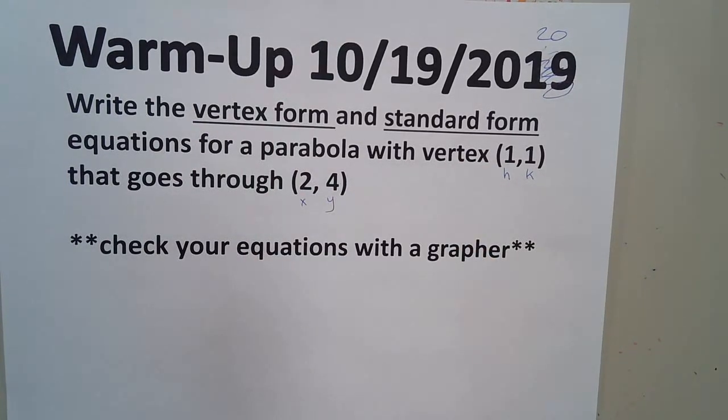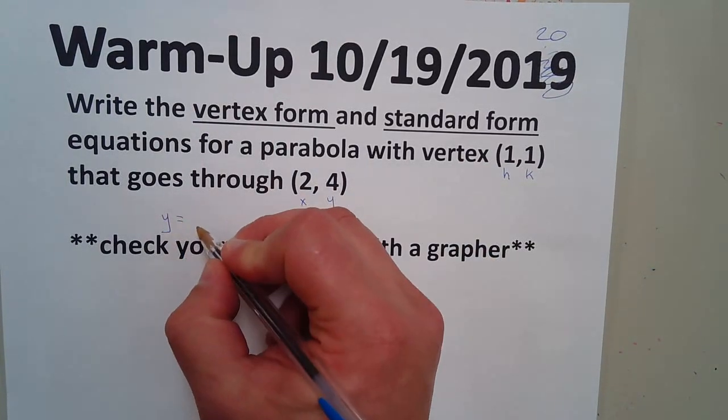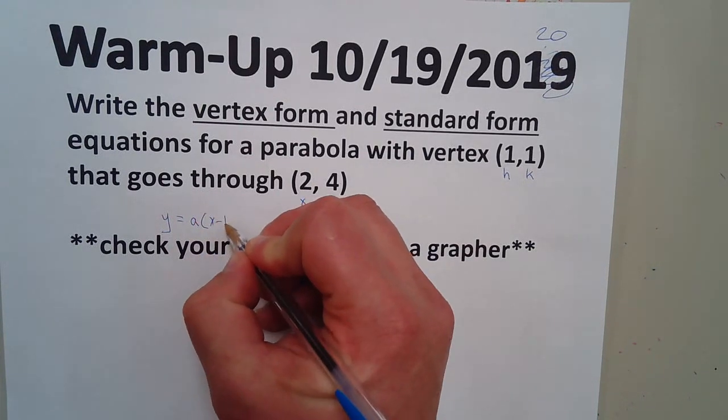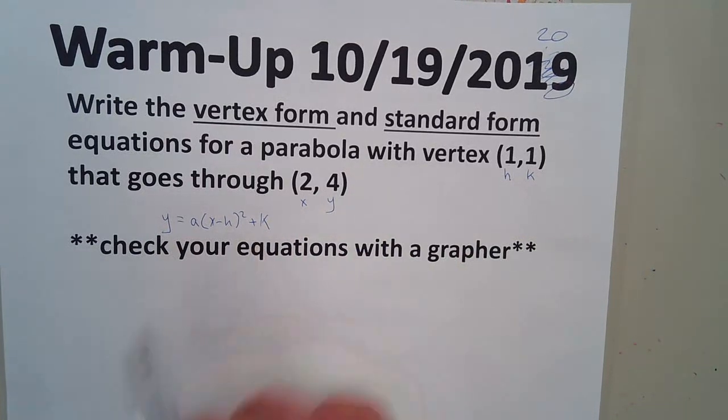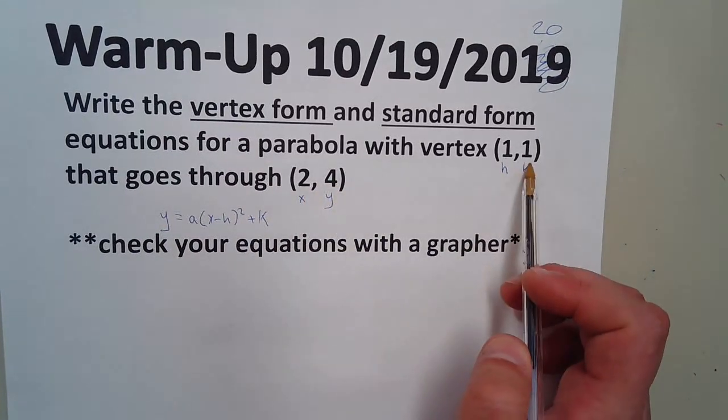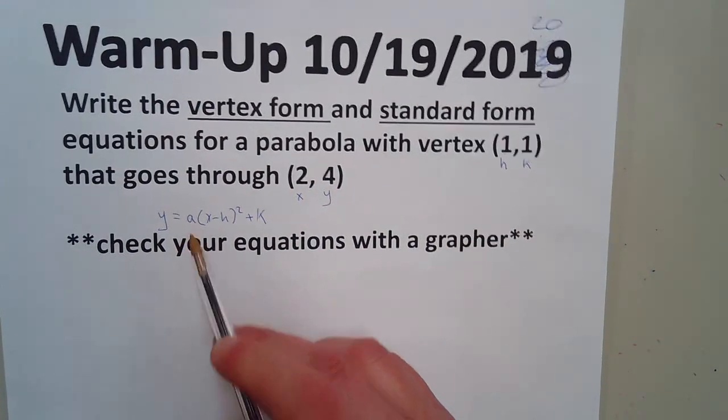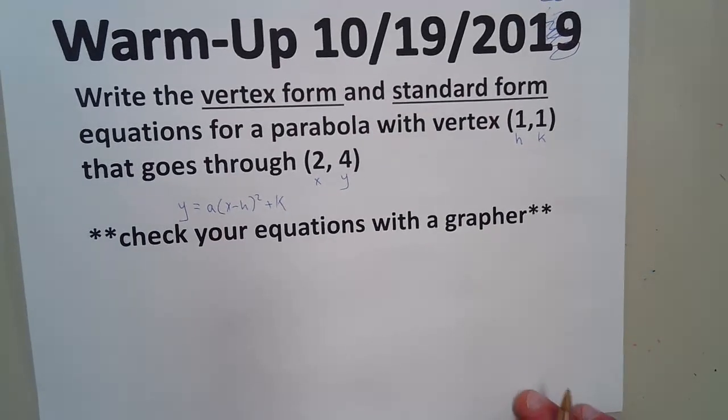So when they say vertex form, that's the one where we're looking for y equals a times (x minus h) quantity squared plus k. So we want to write this. Basically, we're going to plug in these four numbers that we know. That's going to let us solve for the a value, and then let us write the final vertex form equation.